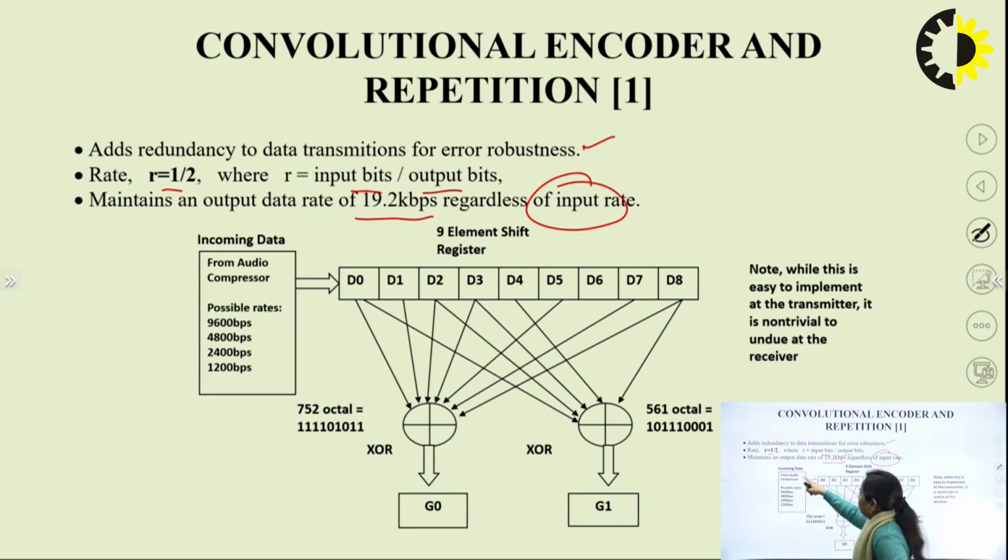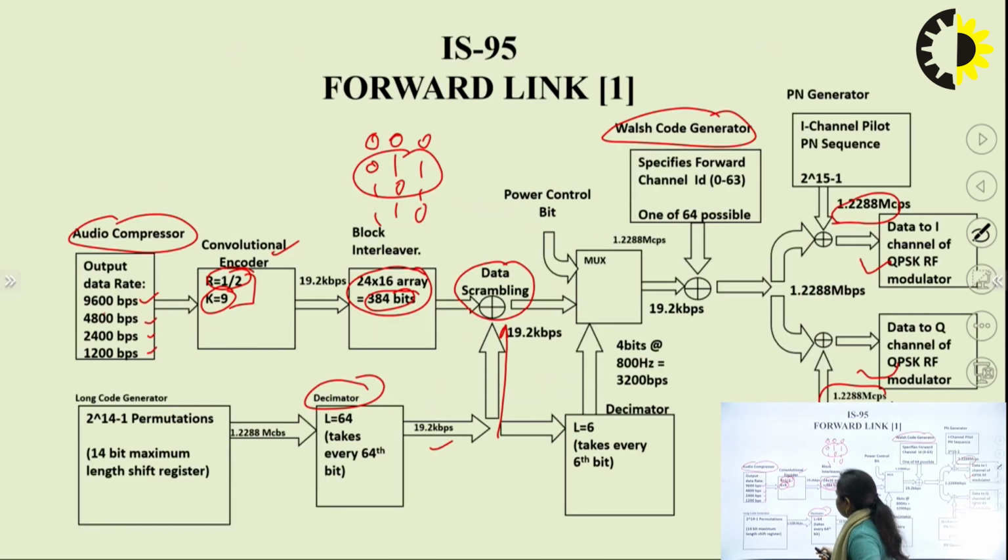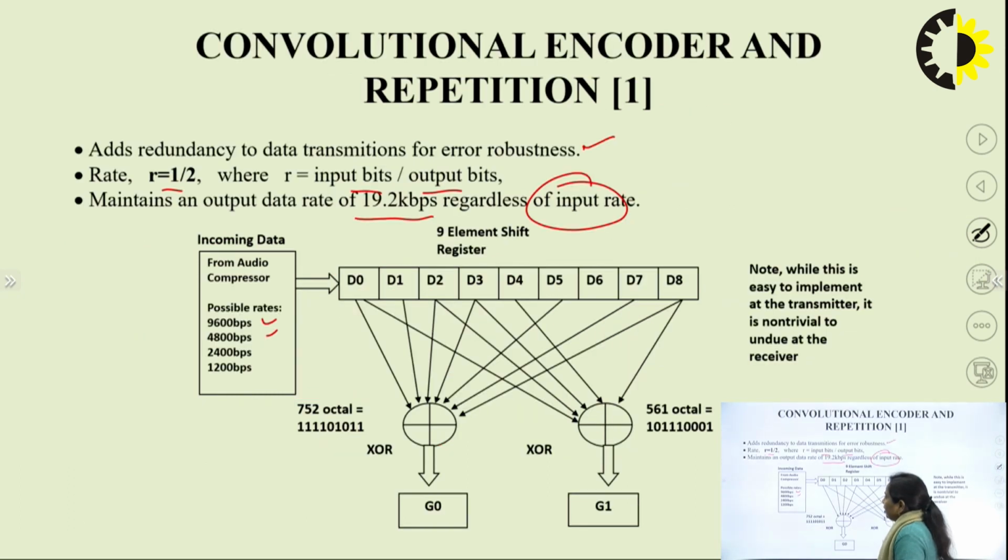So, this is the incoming data rate, as you can see in the previous slide also, that the output of the audio compressor will be one of these data rates. We have to select only one of them, and then it will be applied to a register which is a 9 bit register. So, this is a 9 element shift register. You can see that two XOR gates are required to generate these two terms, that is G0 and G1, and these values will be XORed together.